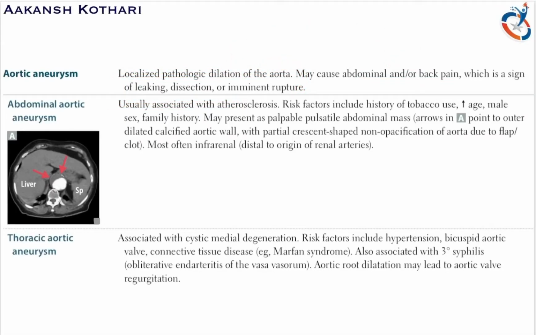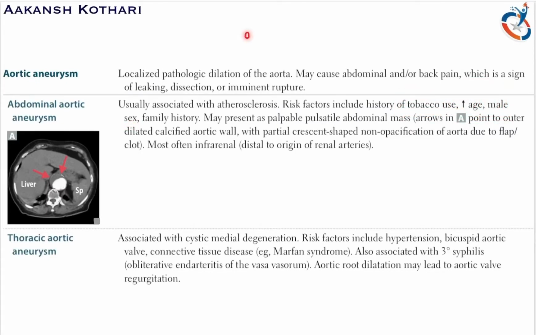Is this clear? Now, talking about the two types of aortic aneurysm, that is abdominal aortic aneurysm and thoracic aortic aneurysm. The first one, abdominal aortic aneurysm, is associated with atherosclerosis. That means excessive deposition of lipids in arteries of the body. Is this clear? Correct. Now, the major risk factors include tobacco use, increased age and male sex.